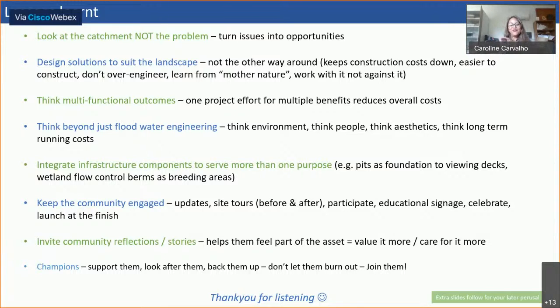You can look later at letters and social media posts that we received from the community acknowledging the work that we were doing. And ultimately, when you have champions, support them, look after them, back them up, do not let them burn out, and join them and make the point of difference.